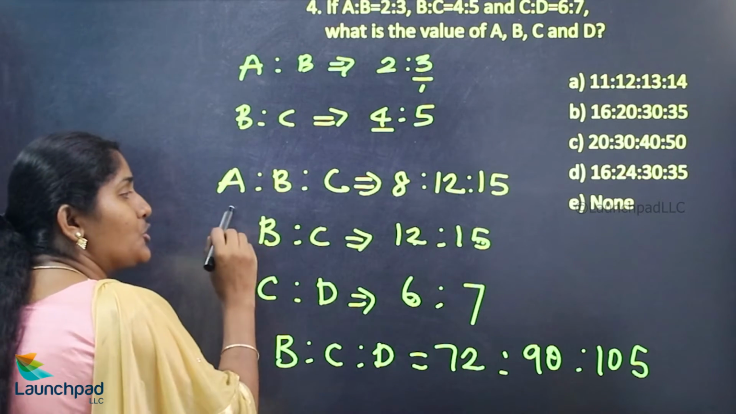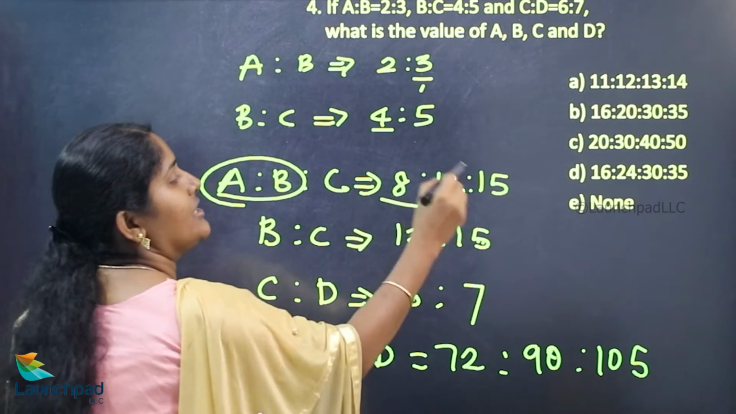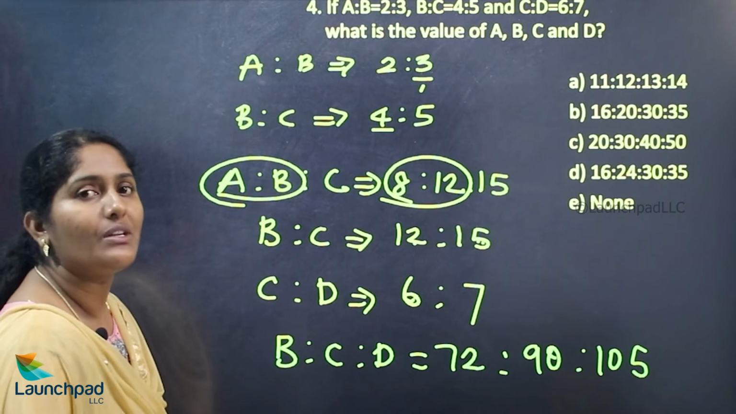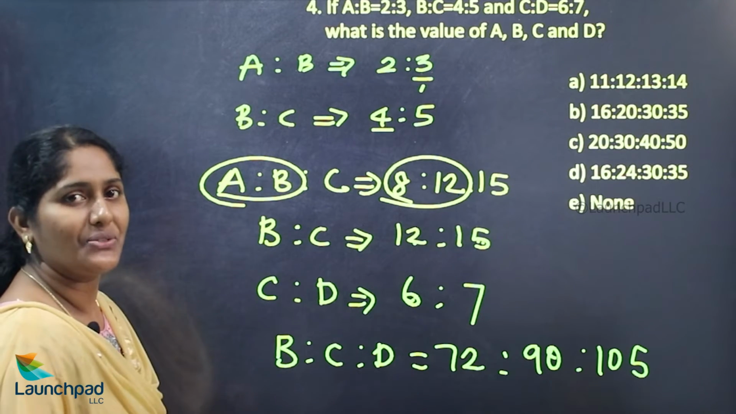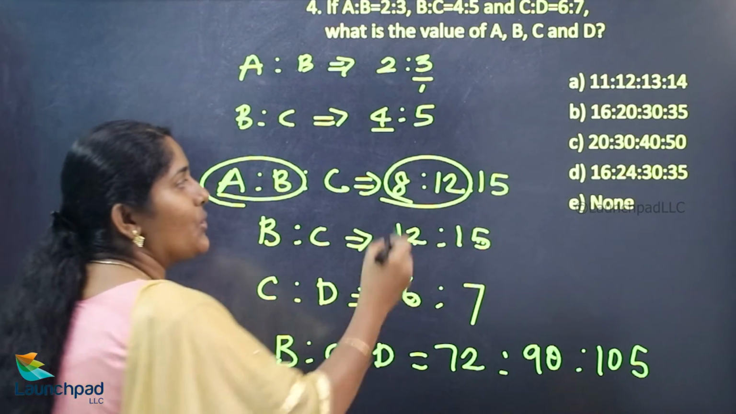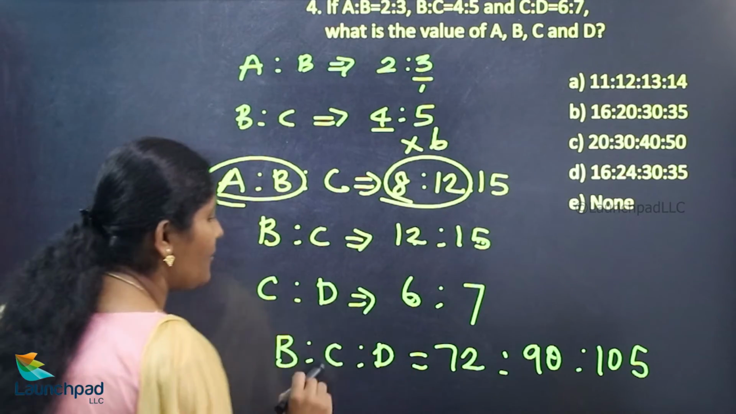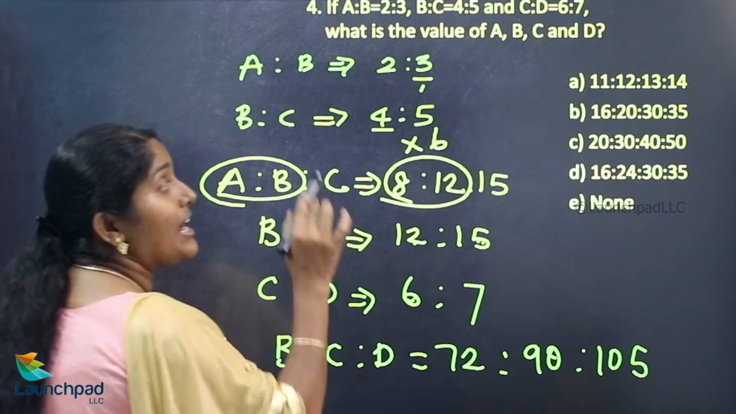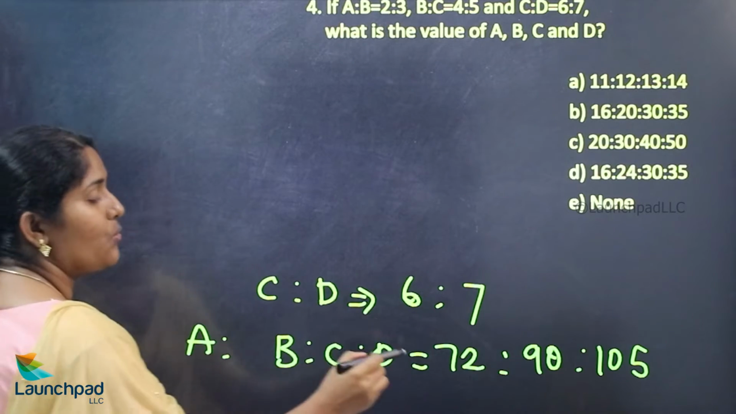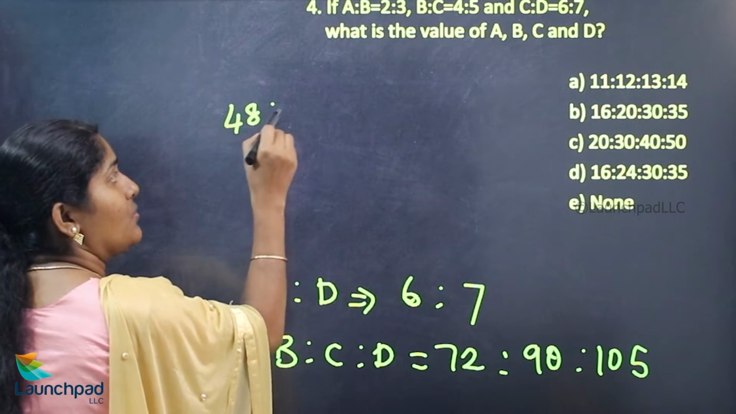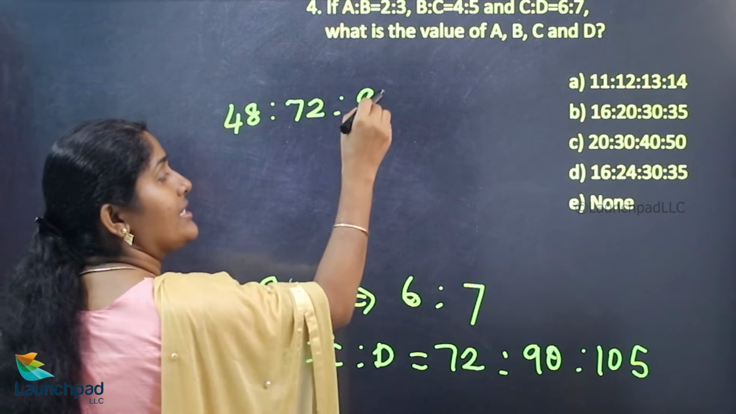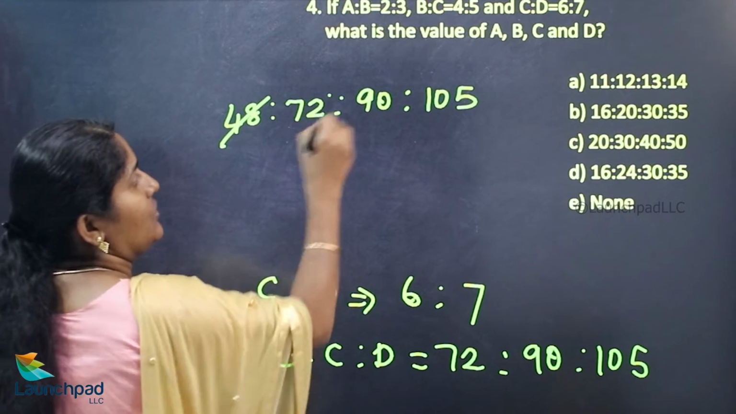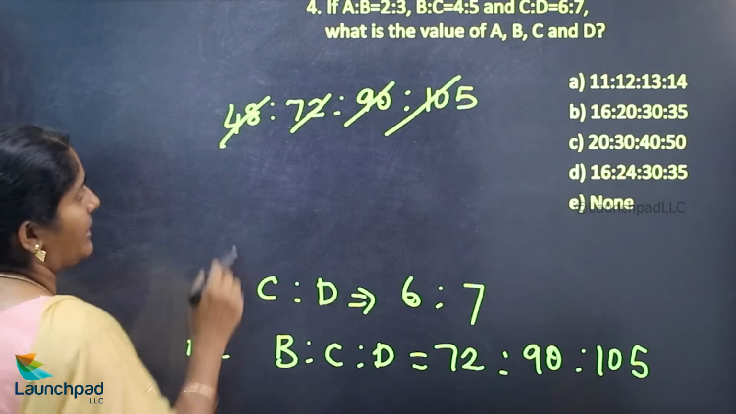Now, what is your A is to B here? 8 is to 12. Now, this 12 wants to become 72. 5 12s are 60, 6 12s are 72. So, into 6, 8 6s are 48. Now, we are able to connect the A term also. So, what is the value of A? 48. What is your B term? 72. What is your C term? 90. And what is your D term? 105. Each and every term will be cancelled by 3.